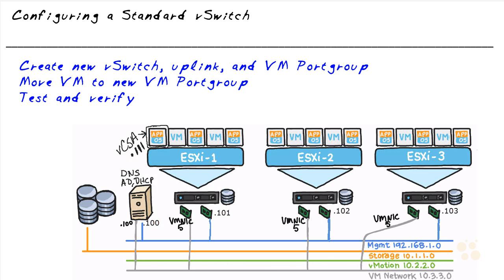And each of the ESXi hosts has a single VM kernel adapter that's associated with a VM kernel port on that virtual switch that gives them access through the uplink on that virtual switch to the management network.